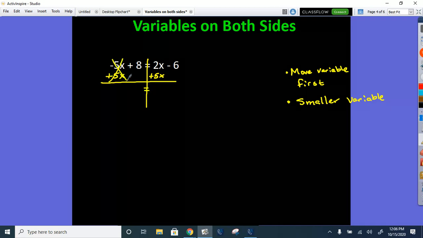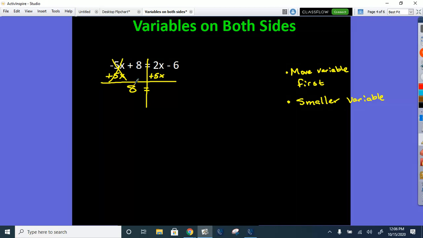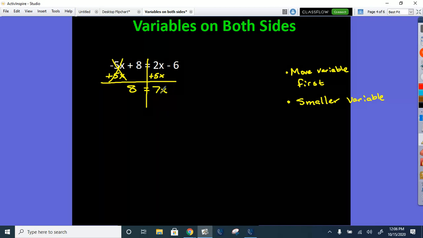Negative 5x plus 5x is 0 due to the property of opposites. Now we're just left with that single 8, which I can just drop down. Then 2x plus 5x is 7x. Drop in the negative 6. And now it just looks like a two-step equation that we know how to solve.